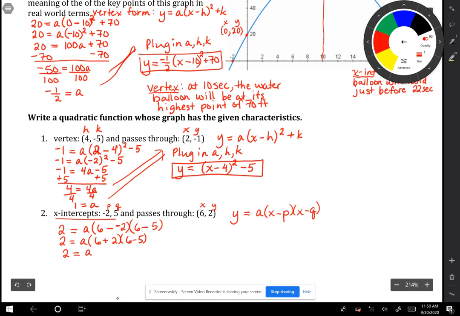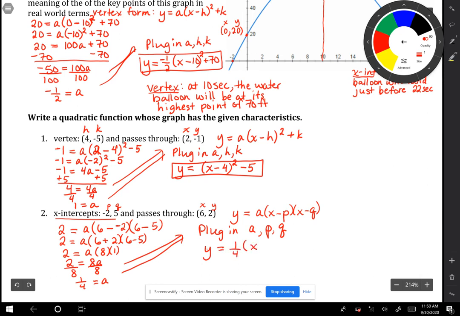2 equals A times 8 times 1. 2 equals 8A. Divide by 8. Again, students sometimes divide by 2. That's 1/4 equals A. Plug in A, P, and Q. Y equals 1/4 times X. Remember, P was a -2, so this would be opposite. I'm just going to save the time instead of putting minus a -2. And X minus 5.